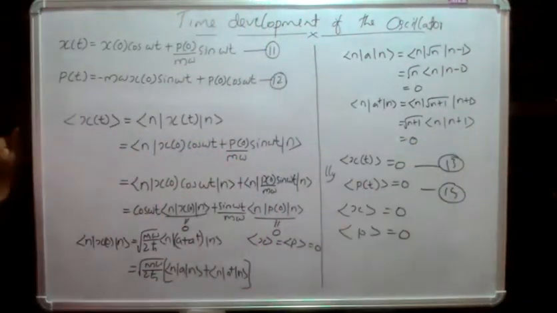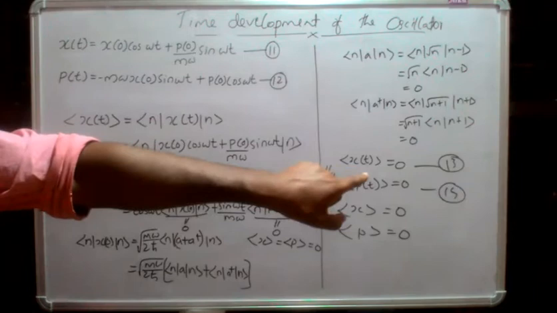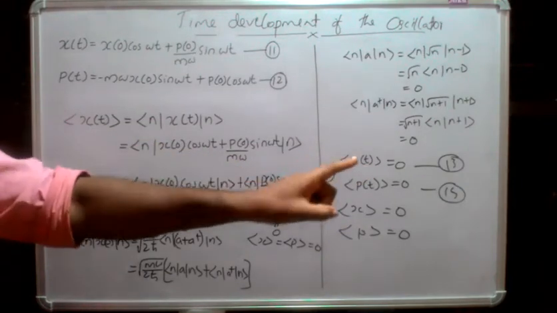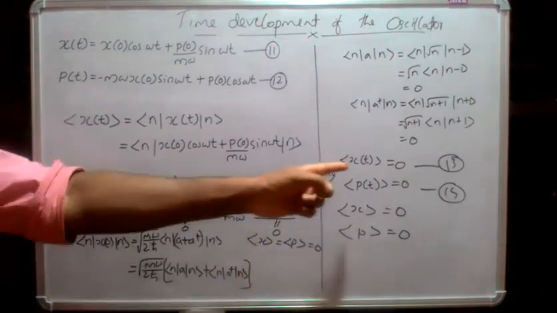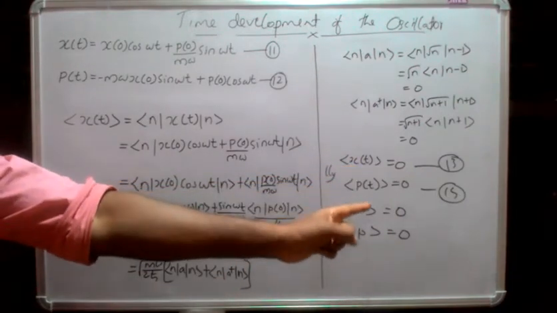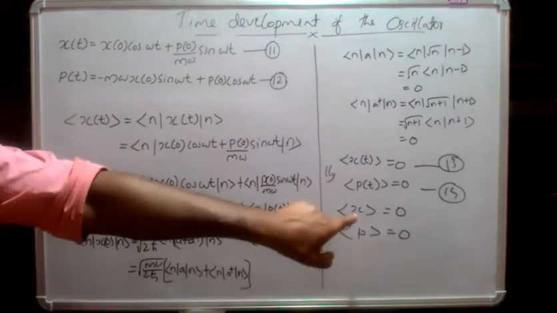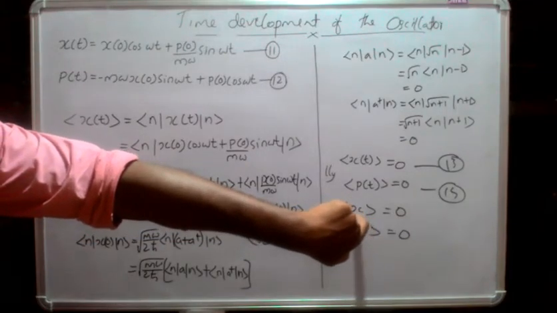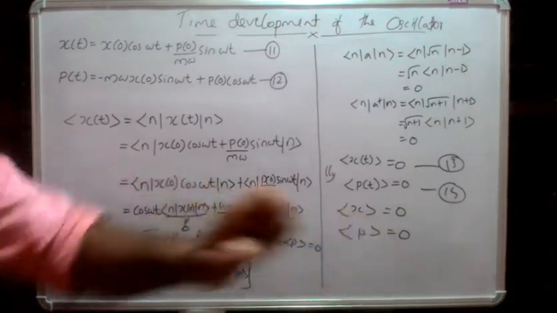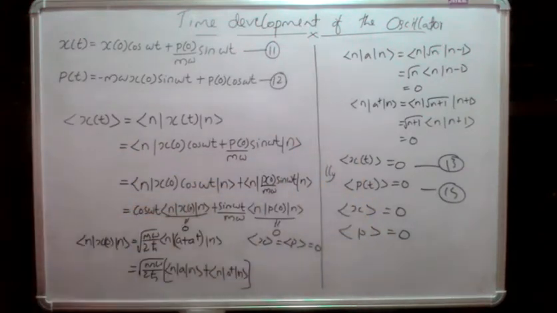From these two equations, we can understand the expectation values are independent of time. Okay, expectation values are not changing with respect to time. We got the expectation value of the position operator, when we considered it not dependent on time, to be 0.